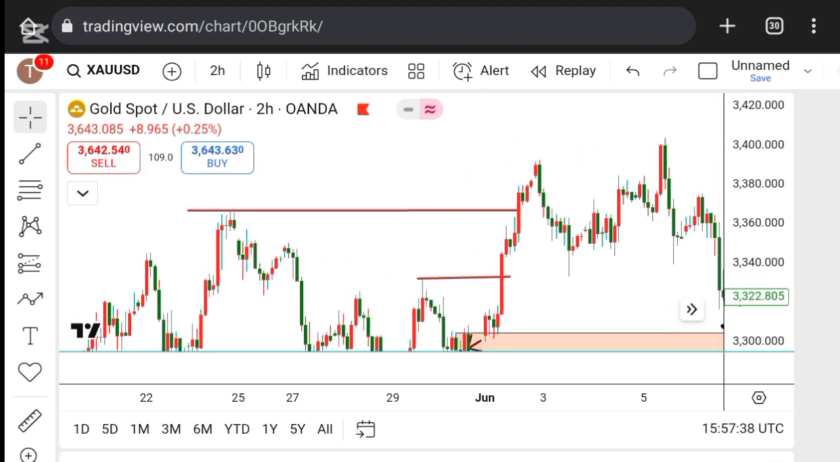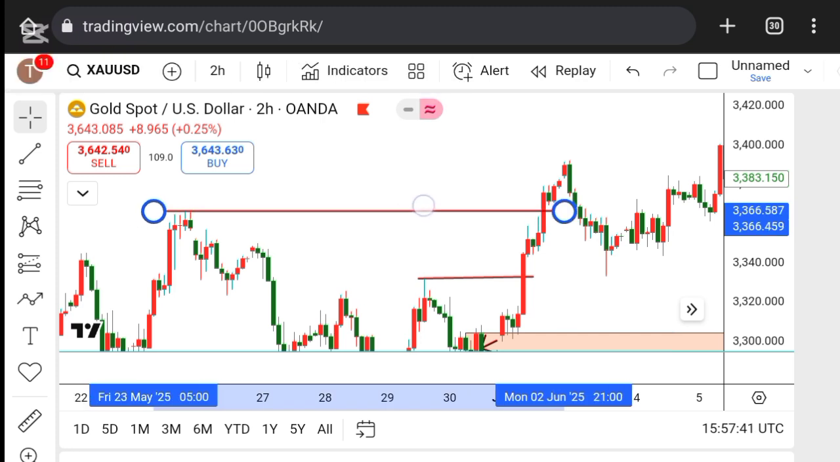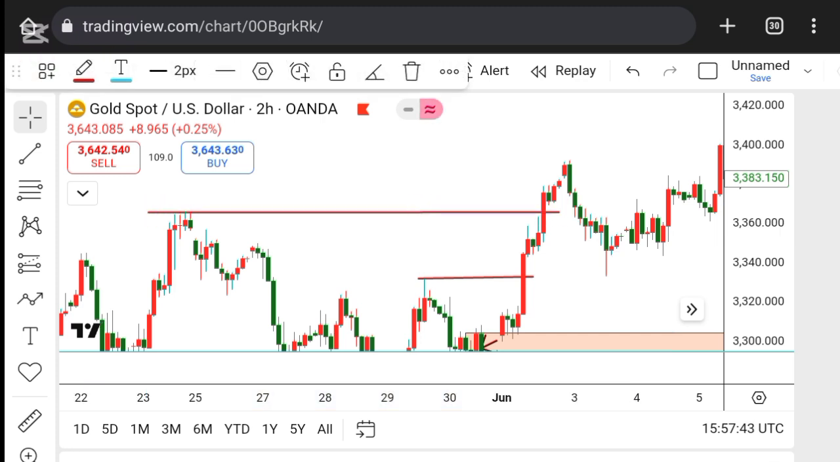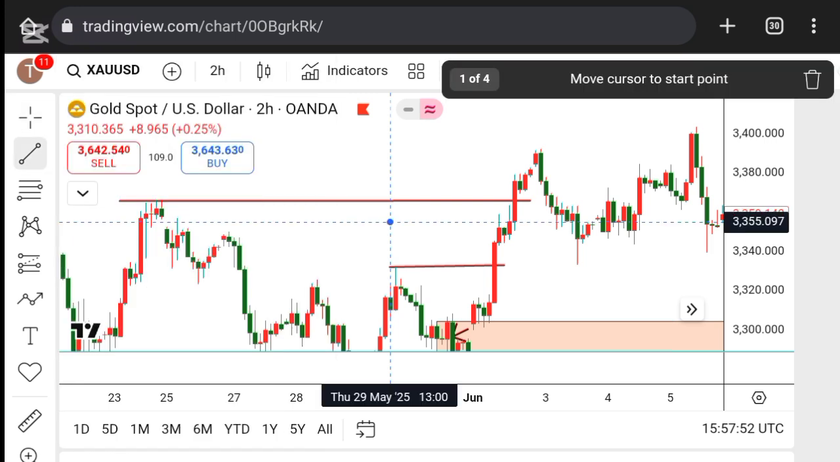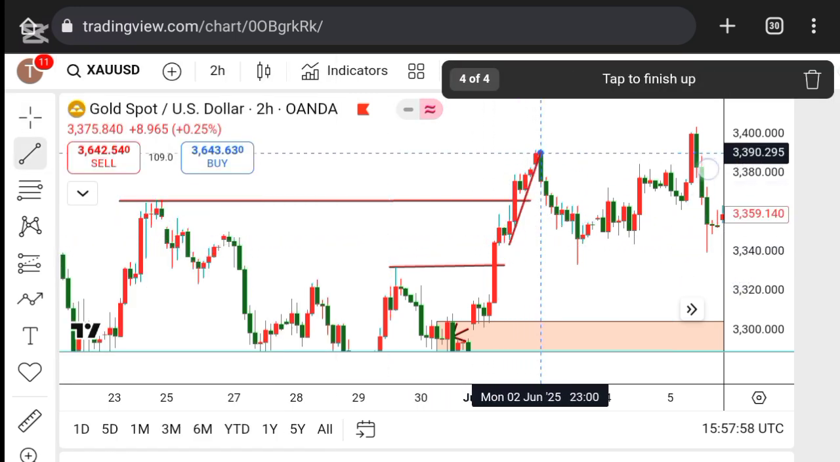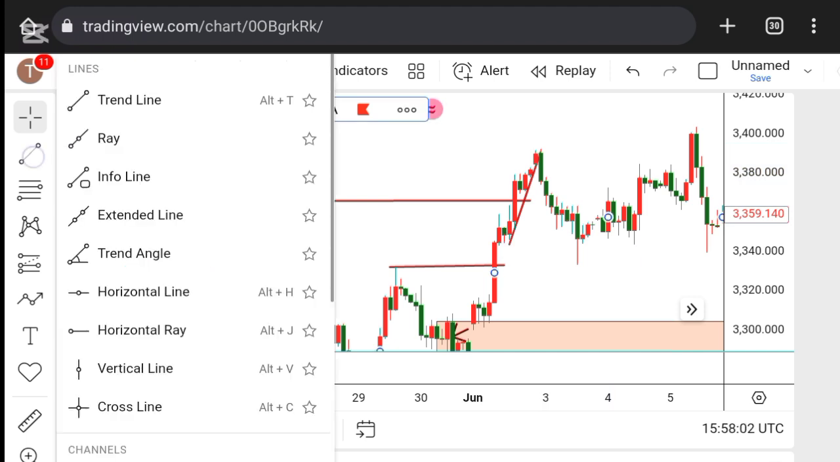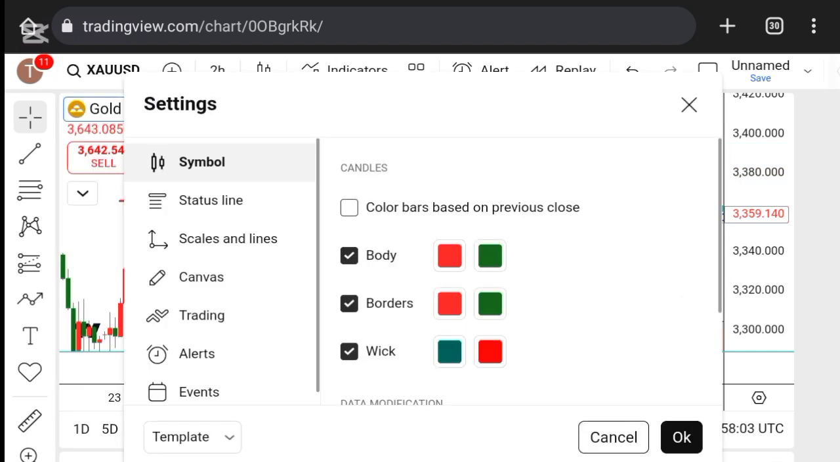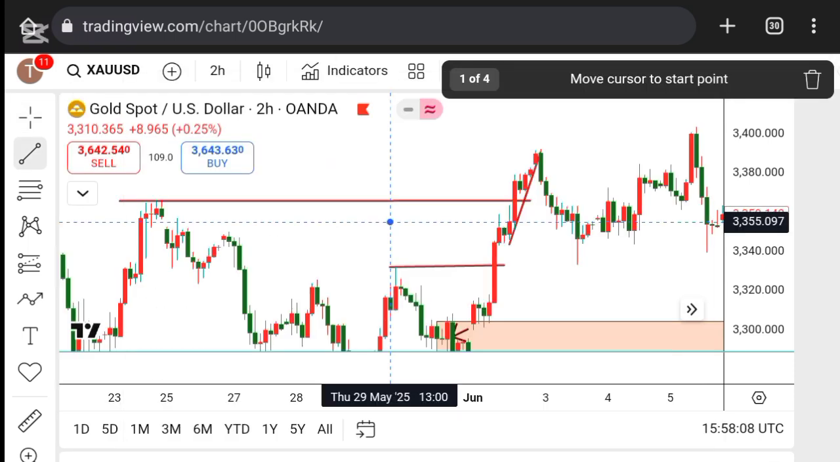So right here on our 2-hour chart, here was the daily chart. And you see that before this market was able to break this daily high, before this market was able to close above this daily high, we have a structure right here. The market gives a structure right here.